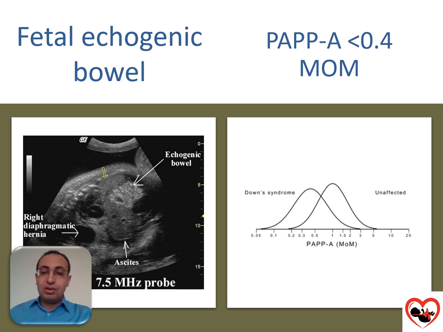In some centers, they do a screening for Down syndrome. So whether the screening is for structural anomalies, like by ultrasound, you may find a fetal echogenic bowel, or you're doing a biochemical screening, you have to look at the result of pregnancy associated plasma protein A. If it is less than 0.4 multiples of the median, this is considered as well as a major risk factor.